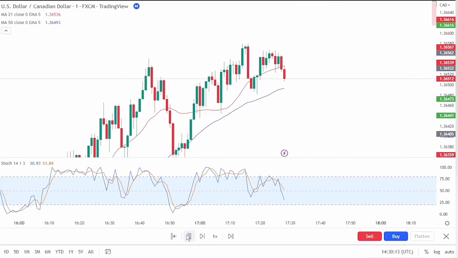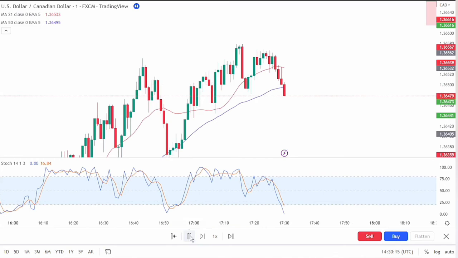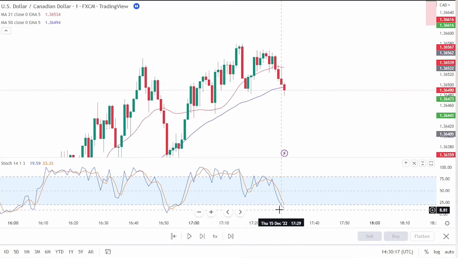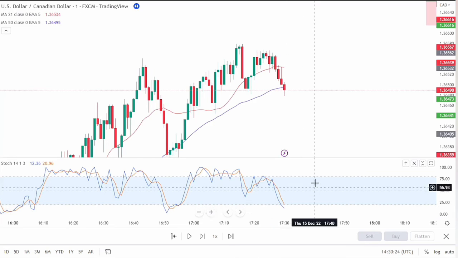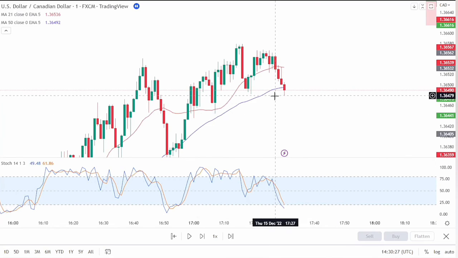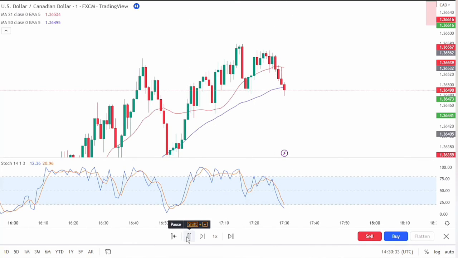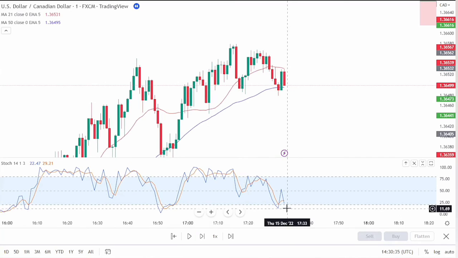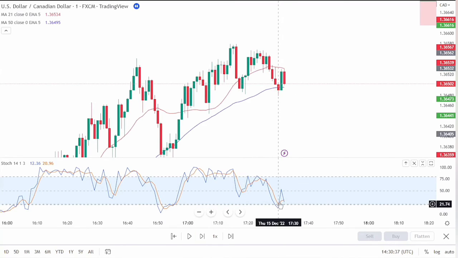So let's see what happens next in this case. Pay attention to this point. You can see that the stochastic has now gone below the 25 level, which is oversold, so we are expecting a bounce, but we can't buy until we see a crossover of this blue line and this orange line. So let's move on and see if we get a crossover. Right now we get a crossover at this point. So what do you do as a trader? You buy. So I would buy right here.